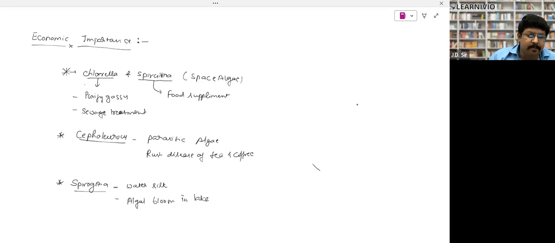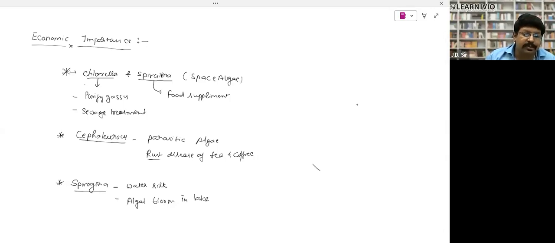Next question. Cephaleuros is an algae, a parasitic algae. It is responsible for rust disease of tea and coffee. This question has been asked multiple times. Which algae? Cephaleuros. It is responsible for rust disease of tea, right?